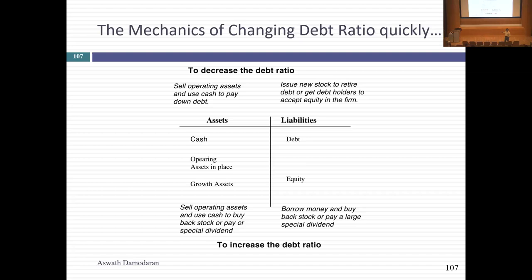Similarly, if you want to decrease your debt ratio, you can sell assets and use the cash to pay down debt. But as you saw with Bed Bath & Beyond, that's going to be tough to do because everybody knows you're desperate and you're going to get the prices that reflect it. Or you can try to do the reverse of what you did before, which instead of borrowing money and buying back stock, you issue equity with all the challenges of issuing equity as a troubled company and use the equity to pay down debt.